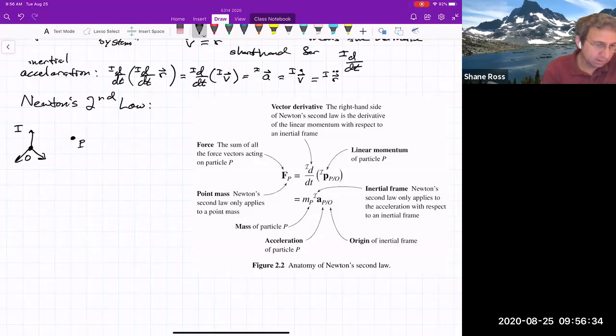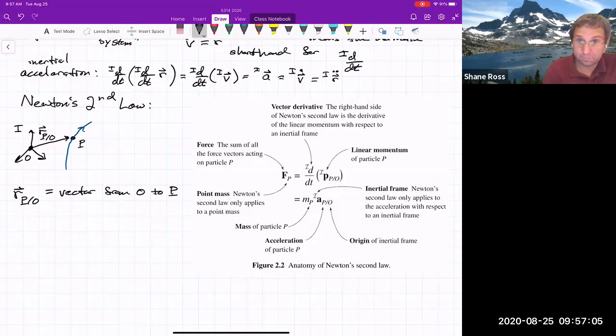So then here is the path of the particle. But we want to first write where the instantaneous location of the particle is. So this is R P / O. That's the notation the book uses. R P / O basically means the vector from O, the origin, to P.